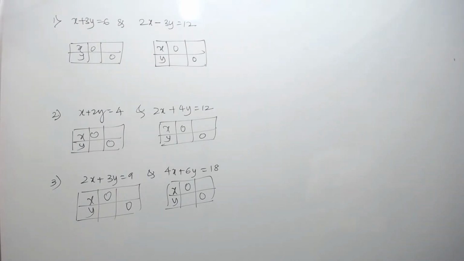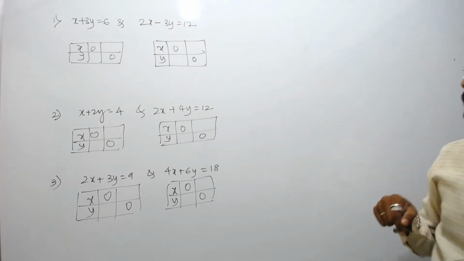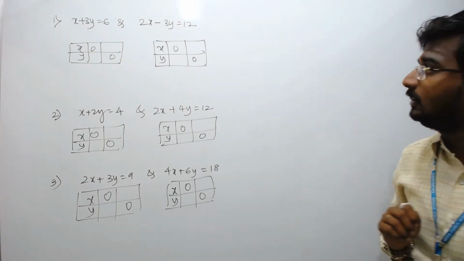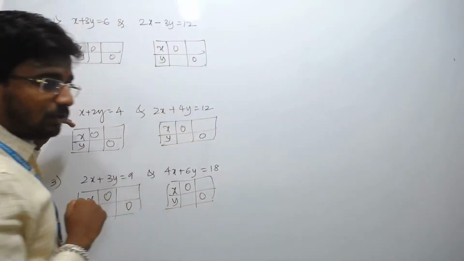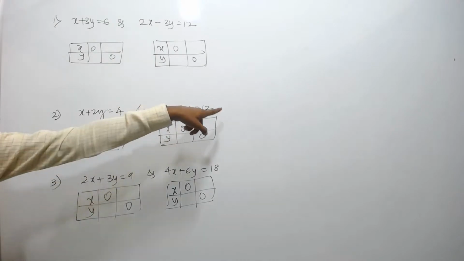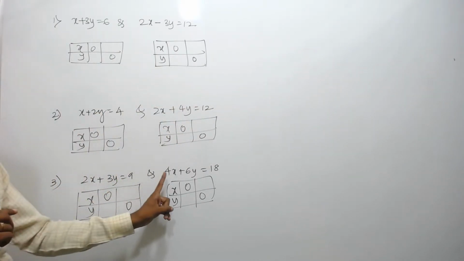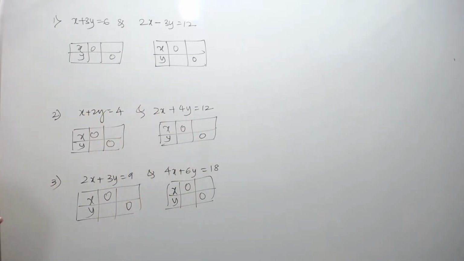First, note down the questions systematically. I will repeat it. First question is x plus 3y equal to 6 and 2x minus 3y equal to 9. Second question is x plus 2y equal to 4 and 2x plus 4y equal to 12. Last question is 2x plus 3y equal to 9 and 4x plus 6y equal to 18.